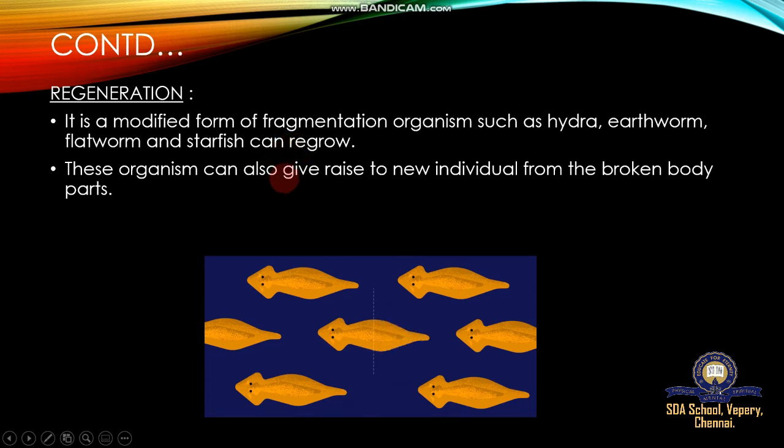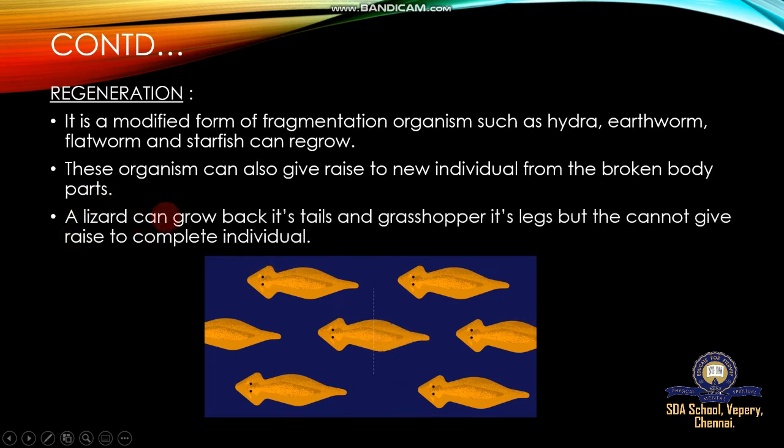Usually in our body this happens in certain parts, like hair trimming or nails. Whenever you cut your hair, the regrowth that happens is called regeneration. Even a house lizard, if it breaks off its tail, forms a new tail. So these organisms can also give rise to new body parts from broken parts. A lizard can grow back its tail and a grasshopper its leg, but they cannot give rise to a complete individual.